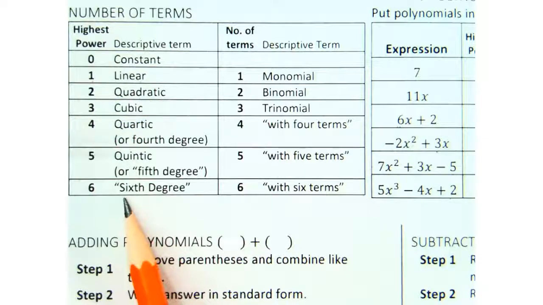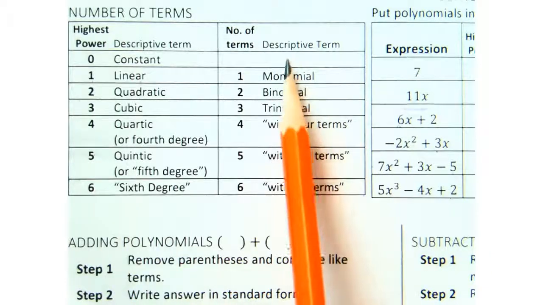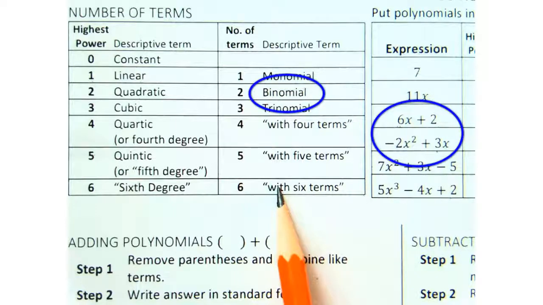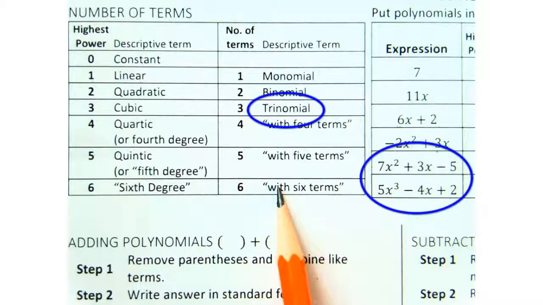To classify a polynomial by number of terms means to count the number of terms. If there's one term, it is a monomial. If there are 2 terms, it is a binomial. If there are 3 terms, it is a trinomial.